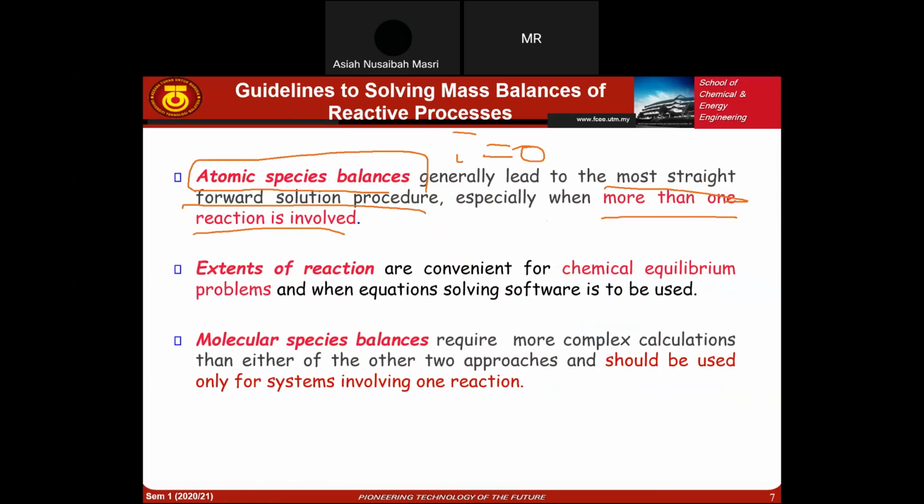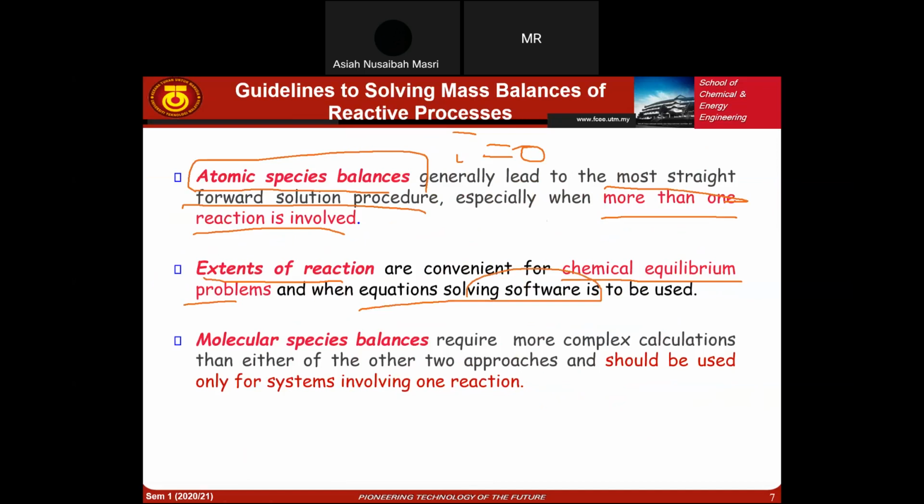Second is extent of reaction. The extent of reaction method is convenient for chemical equilibrium problems when equation-solving software is to be used. That means it's usually a more complex equation. There will be more than one reaction involved, so there are several extents of reaction.